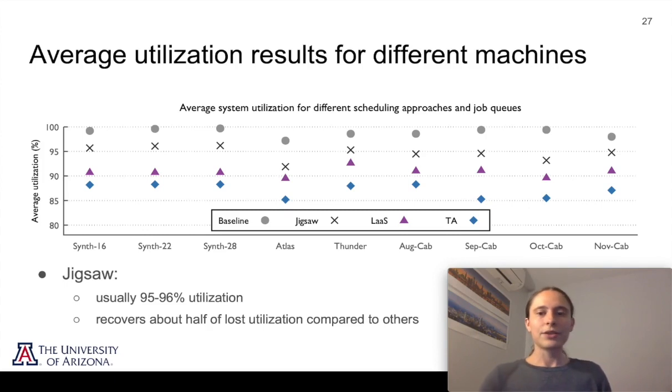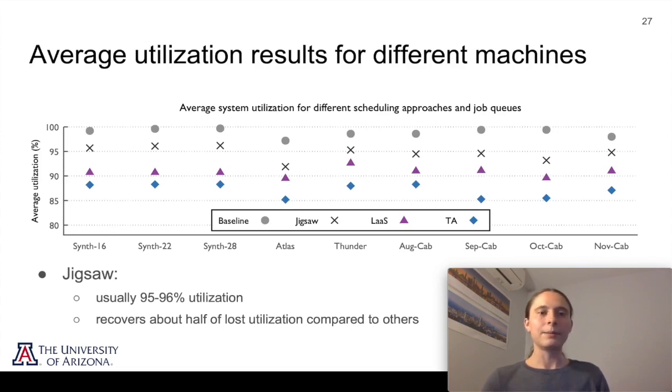So this figure shows the average utilization for different scheduling techniques on a variety of job traces that we evaluated. The x-axis has the different job traces. The first 3 are synthetic traces that we generated, and the last 6 are job traces from real machines: Atlas, Thunder, and Cab. On the y-axis is the average utilization. The y-axis starts at 80% so that you can clearly see the differences between the different approaches. And obviously a higher utilization is better.